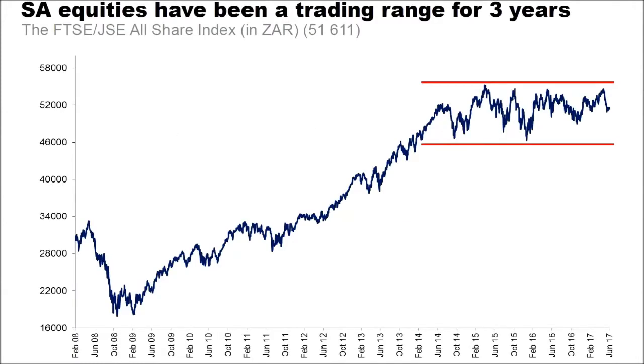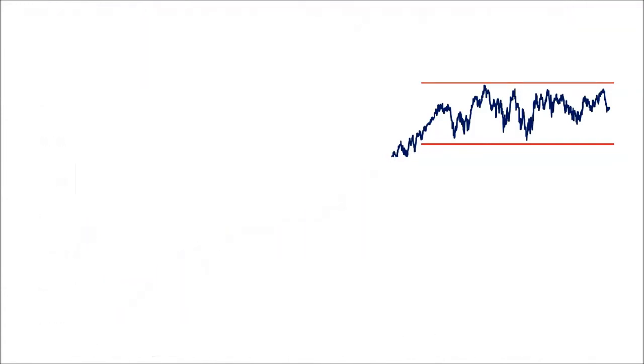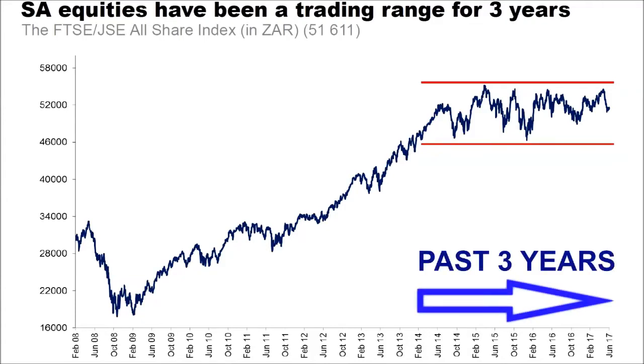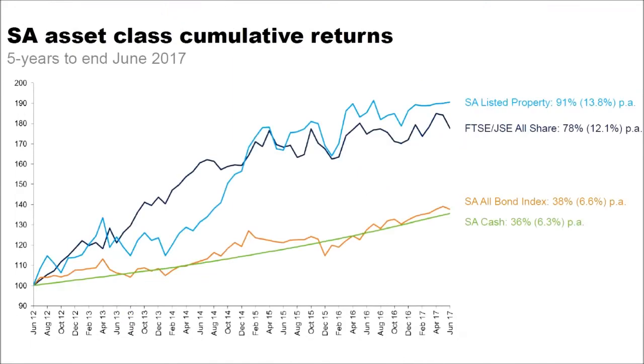This graph shows that SA equities have been trading in a very flat range for the past 3 years, and most growth portfolios rely heavily on equities to give them the inflation-beating returns. So it's no surprise that portfolios have not performed according to their longer-term expected inflation plus factors over this period of time. The next two graphs show the asset class cumulative returns over a 5-year period and over a 12-month period.